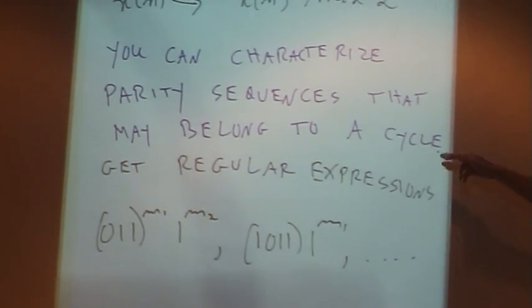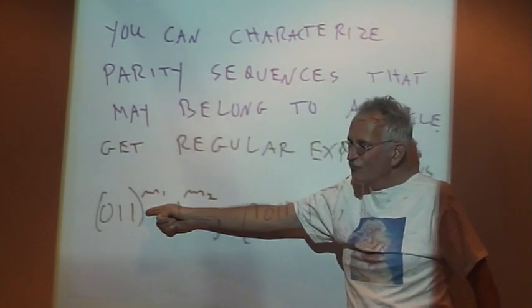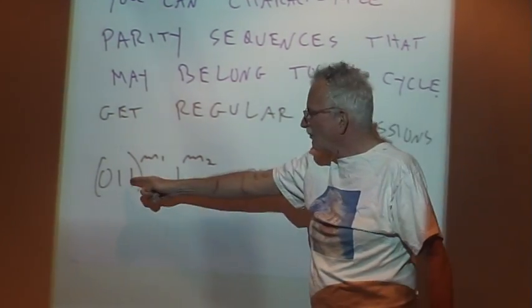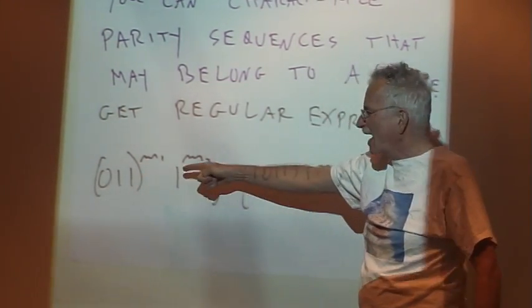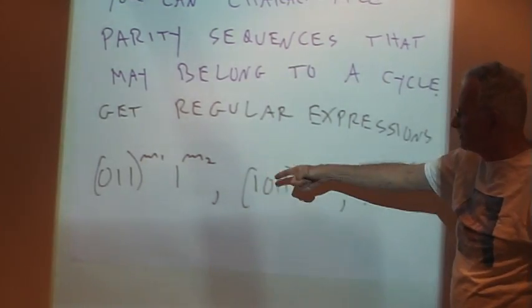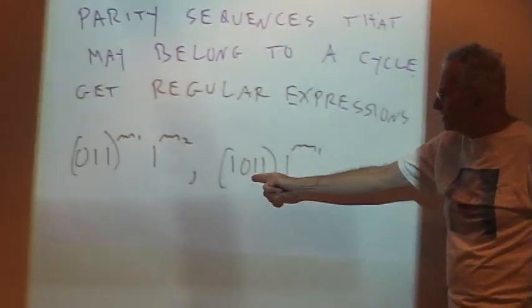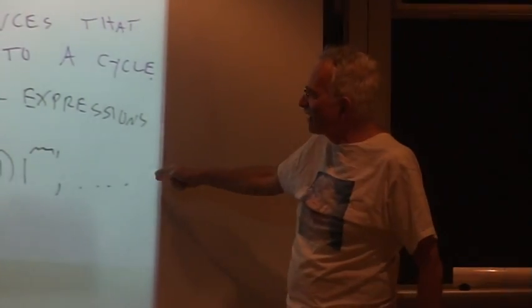But all of these parity sequences fall into fairly many infinite families given by regular expressions. For example, 0, 1, 1, 0, 1, 1, followed by many 0, 1, 1, followed by many 1s, or 1, 0, 1, 1, followed by many 1s. So the computer completely empirically guesses the regular expressions.